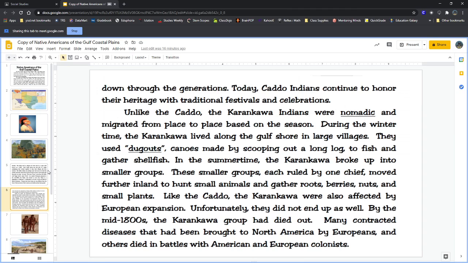In the summertime, the Karankawa broke up into smaller groups. So that's interesting. It says during the winter they would all live in one big group, and during the summer they would split up into smaller groups. Why do you think they would do that? Why would they stay together in the winter and then in the summer they would split up?